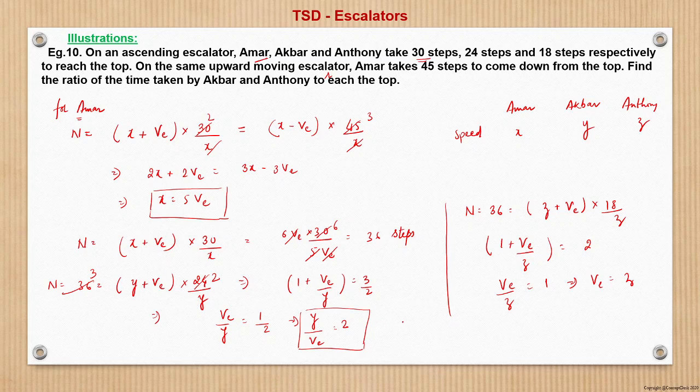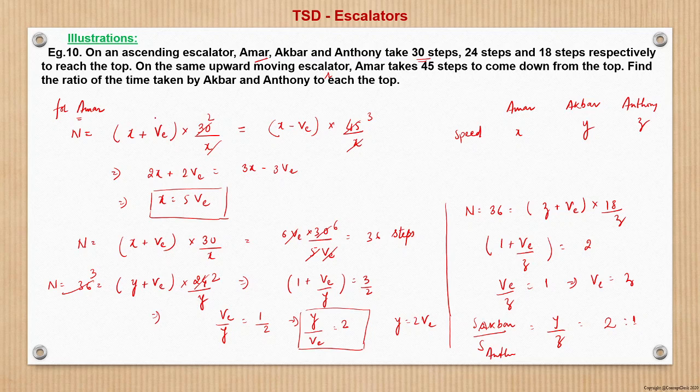And here y is equal to 2VE. So therefore we can say that the ratio of the speed of Akbar and the speed of Anthony is nothing but y by z, which is 2 is to 1. This is the ratio of speed.